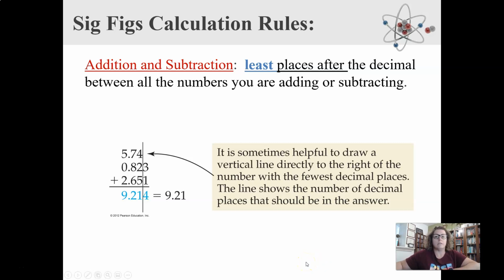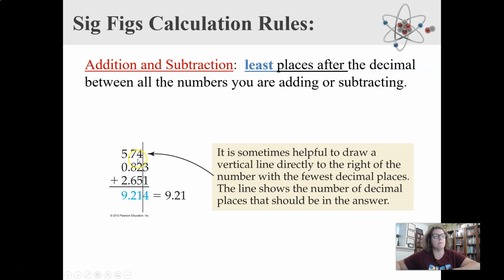So for Sig Figs calculations, as you see in the example, when you are adding and subtracting, the rule for Sig Figs is the least after the decimal. And it's not really Sig Figs, it's actual digits after the decimal. So I teach my students when they're first starting this to line up the decimals when they're adding and subtracting. You don't have to, but if you need to in the beginning, go ahead.